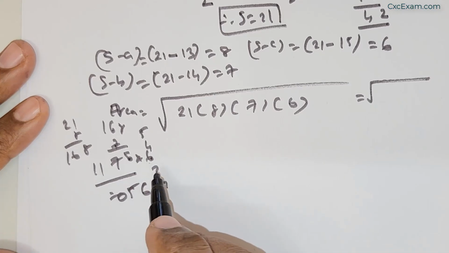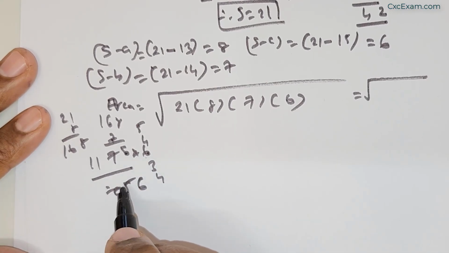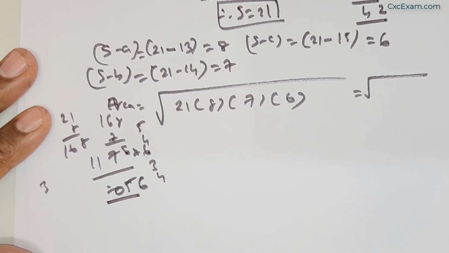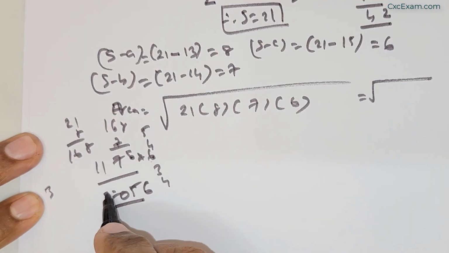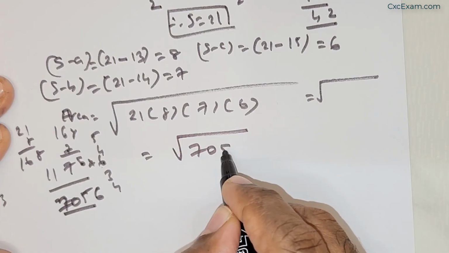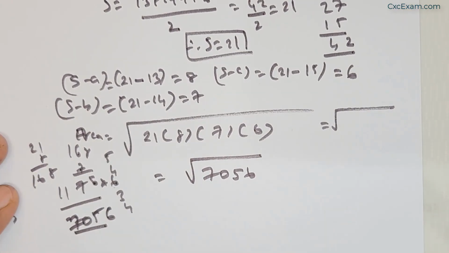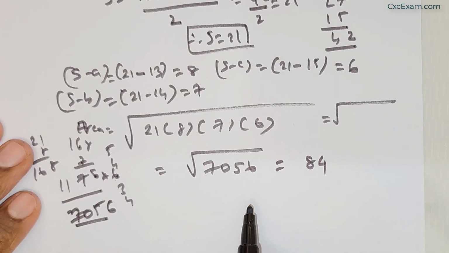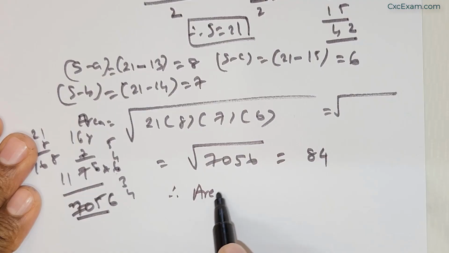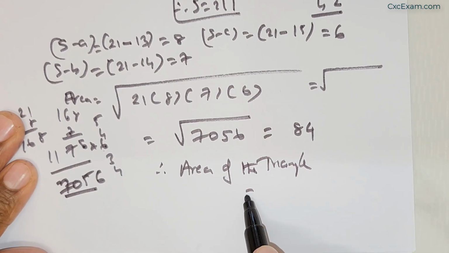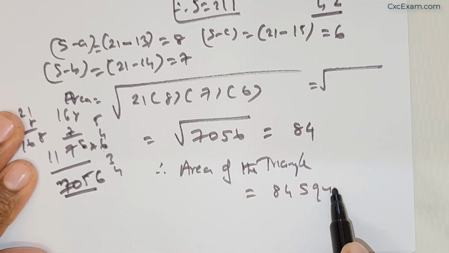So let me recheck. 1176 times 6 gives 7056. So this is equal to root of 7056. So the square root of this is going to give you 84. So therefore the area of the triangle is equal to 84 square units.